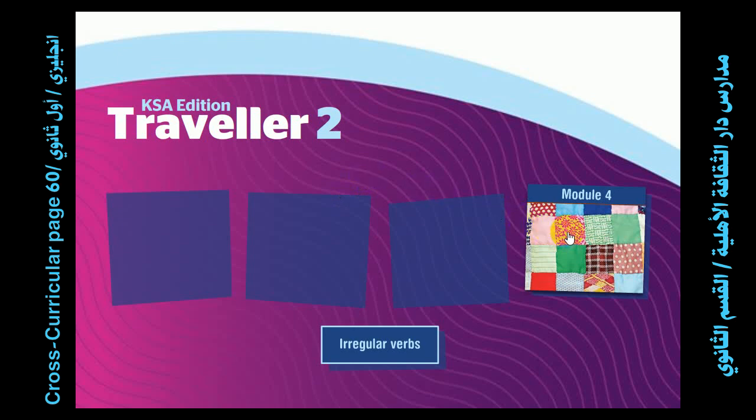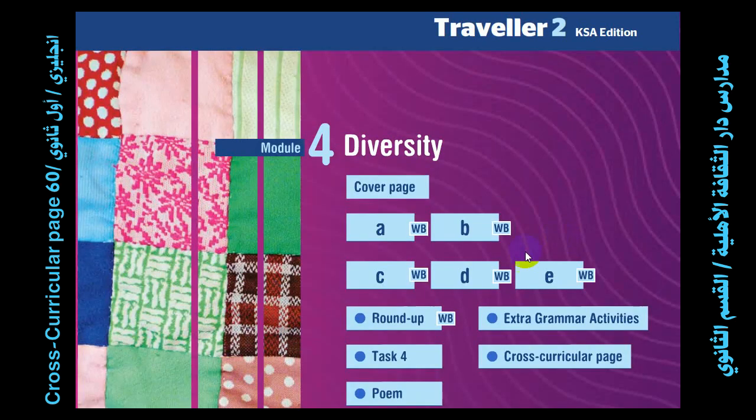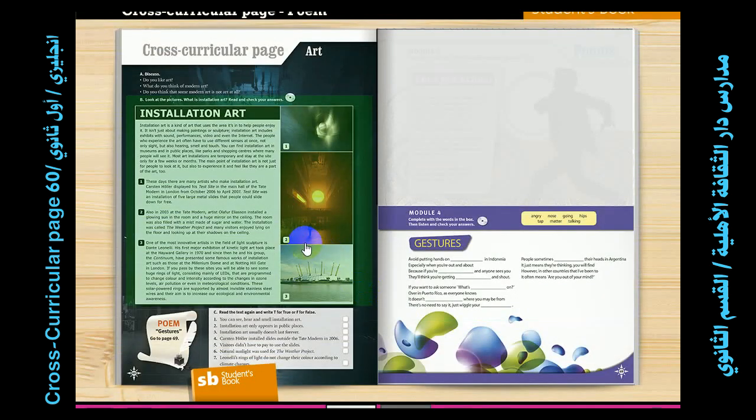Today we are going to study the last page of our English course this term. Page 60. It's the cross-curricular page. Here we should listen and read this text about installation art.